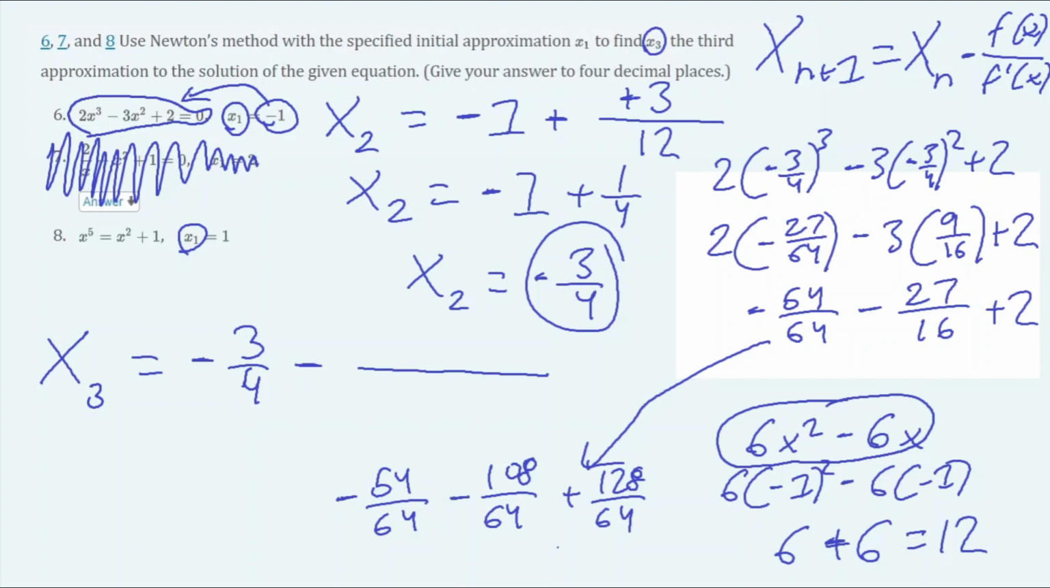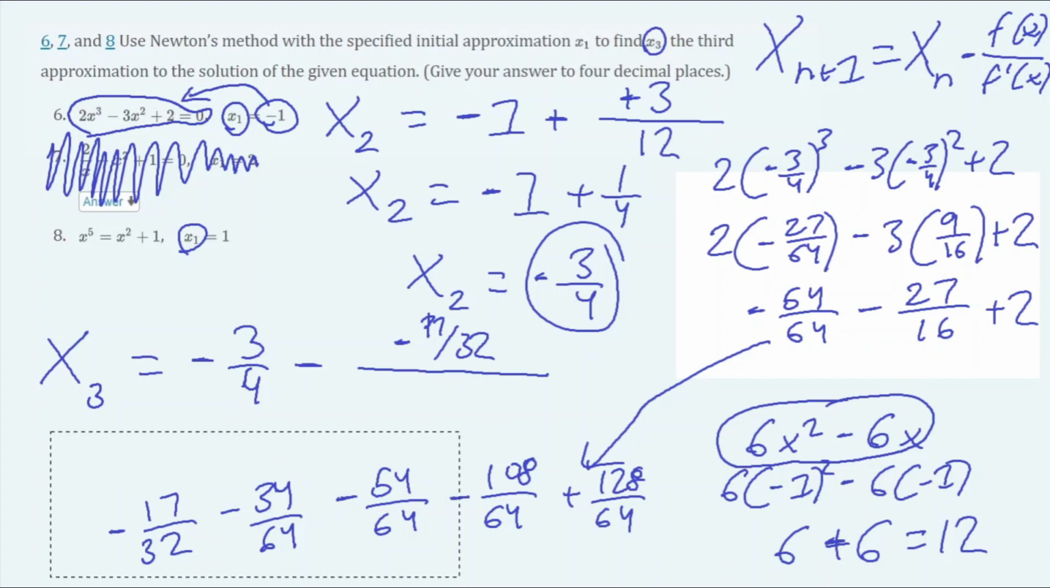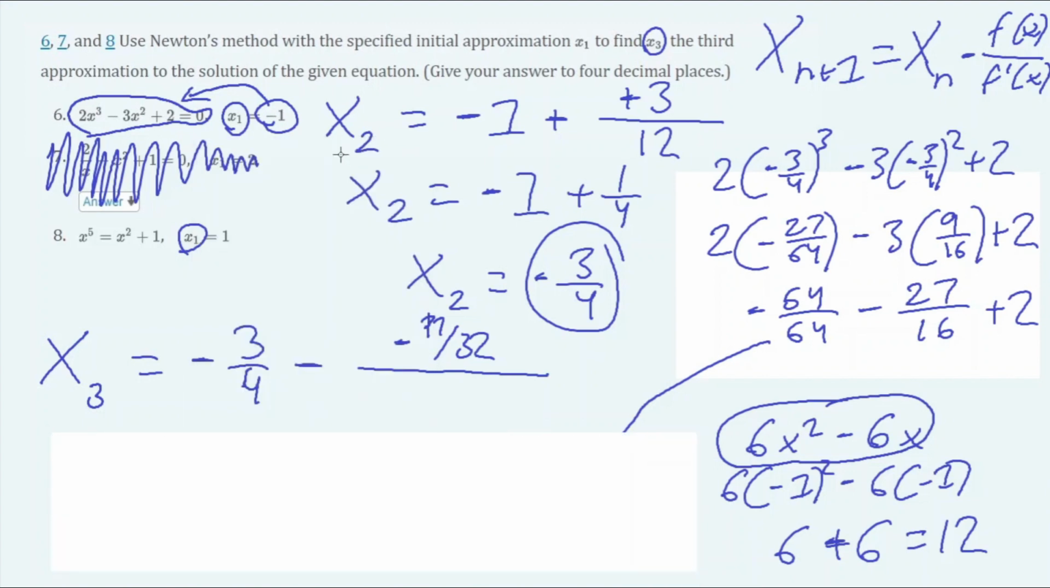And if we just add that all together, we're going to have -34 over 64 as our final f of x value, but we could simplify that to -17 over 32. So on the top here, we would have -17 over 32. And let's also make some more space so we could find the derivative, or rather plug in the derivative.